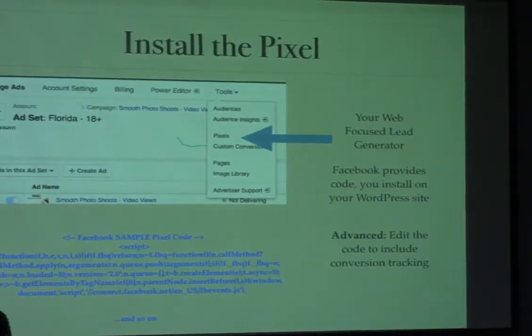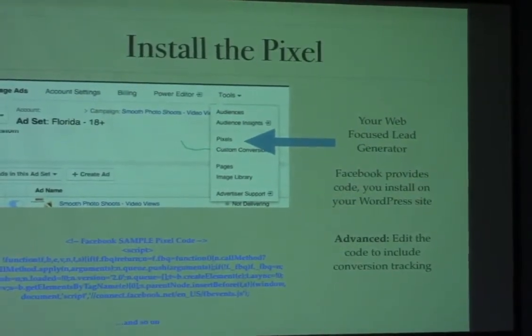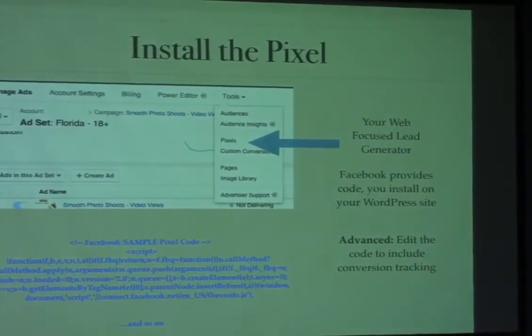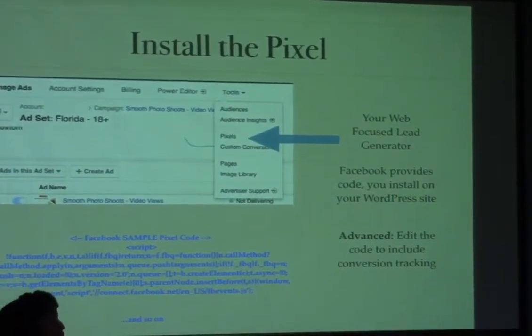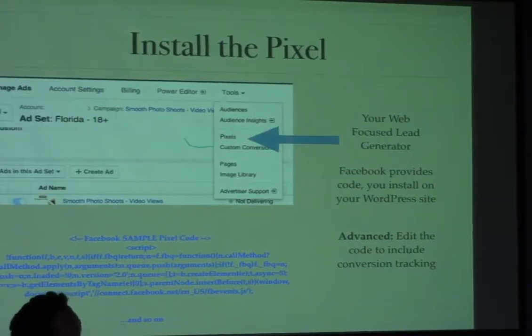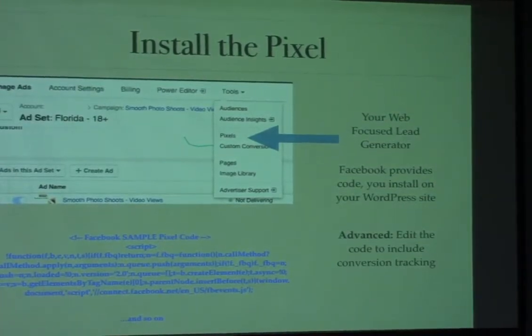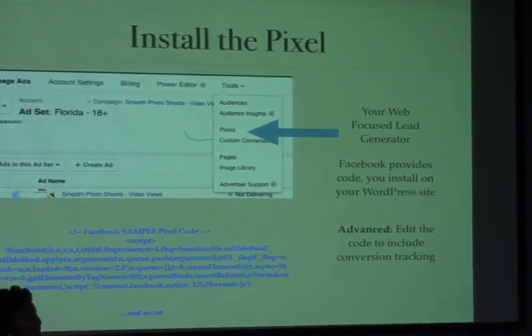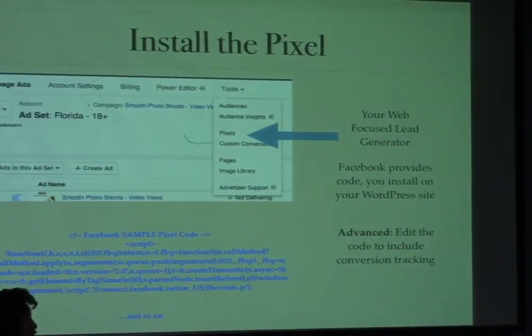All right, listen. What Facebook will do is after you've created your ad, you created your audience, you know who you want, Facebook will give you a pixel. It will give you a snippet of code to take and put on your website. If you do WordPress development, you put it in the header. That's it. Just copy this code.